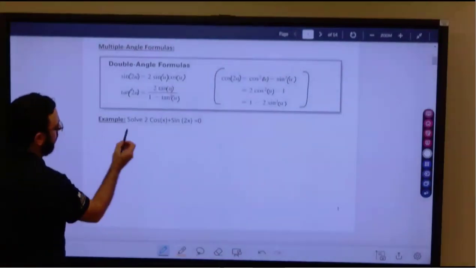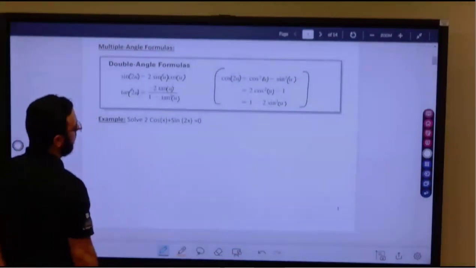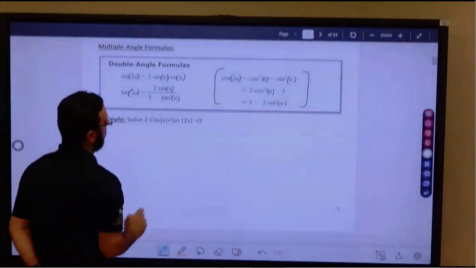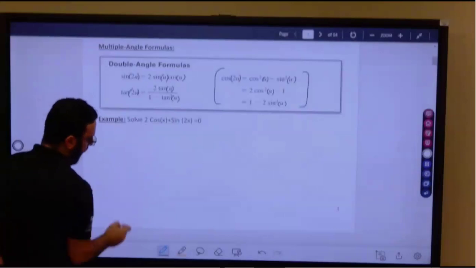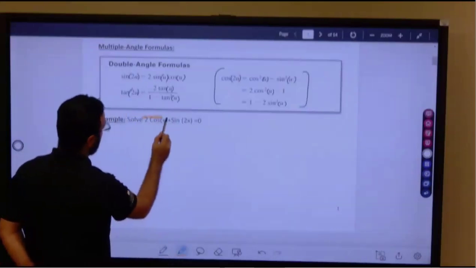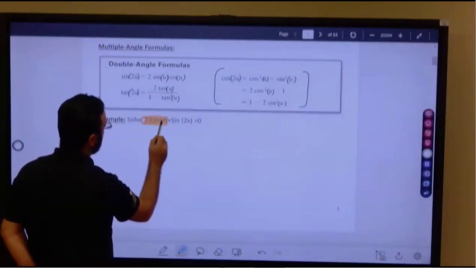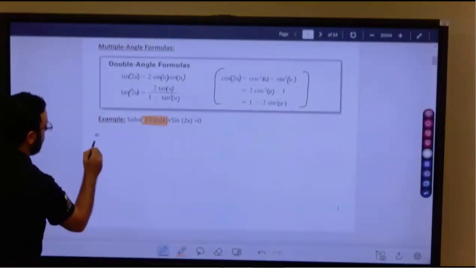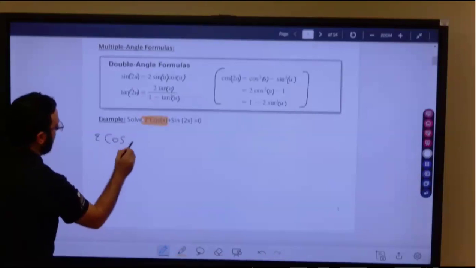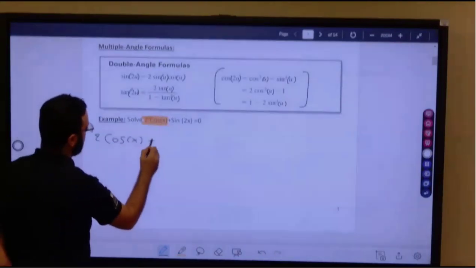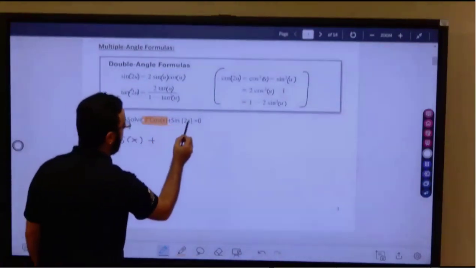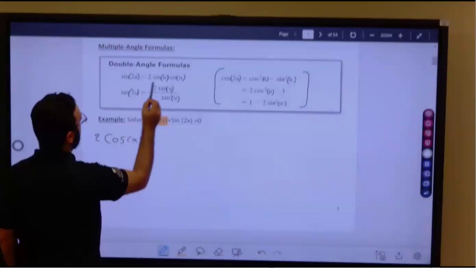Now we're going to solve 2 cosine x plus sine 2x equals 0. If you look at the first part here, we don't have to use any formula. It's 2 cosine x, so just write down 2 cosine x, plus. If you look at the second one, we have sine 2x, which is a double angle. So I can use the double angle formula.